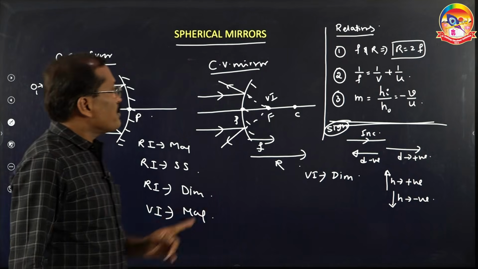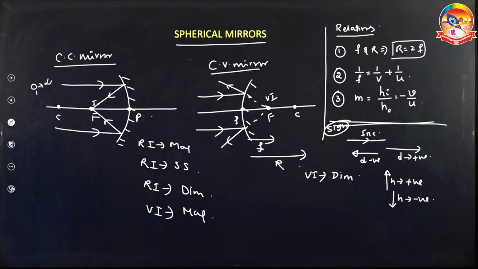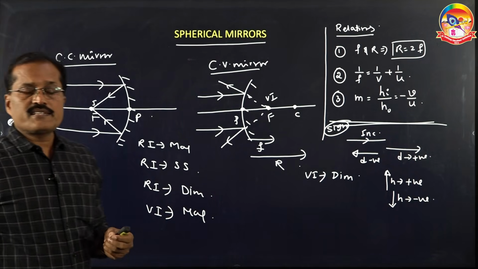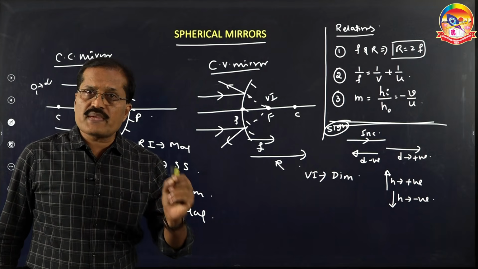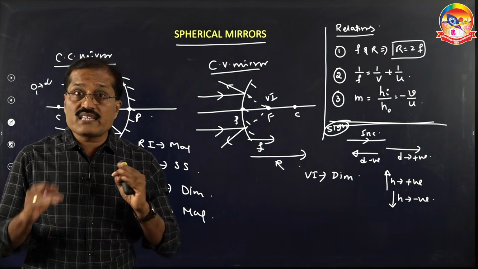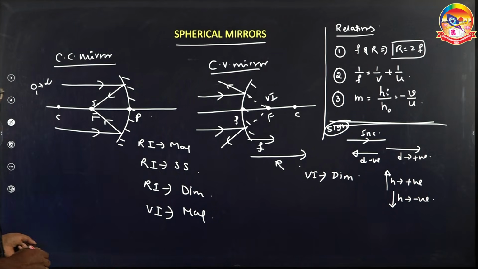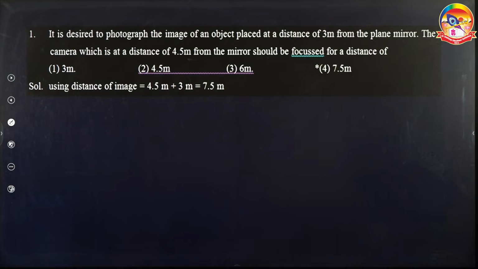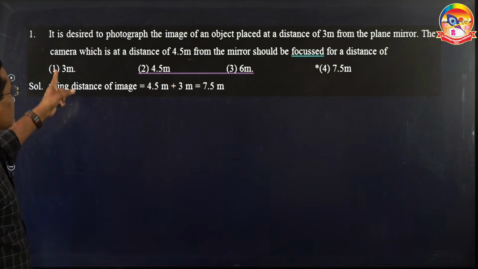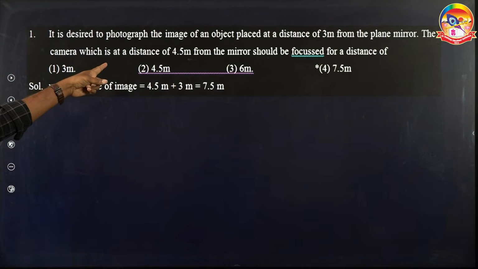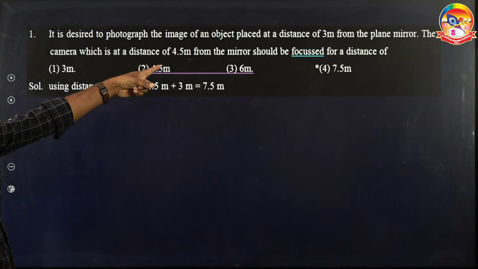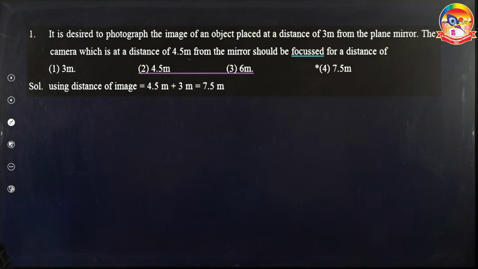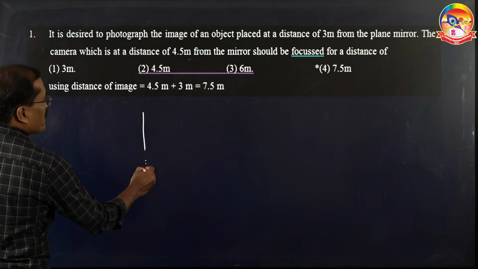Okay. Now, coming to some problems related to mirrors, we will see, children. In mirrors, plane mirror and spherical mirrors, the two parts under reflection. Now, coming to the problems. One of the problems: it is desired to take the photograph of the image of an object placed at a distance of 3 meters from the plane mirror, children. And this is a plane mirror.